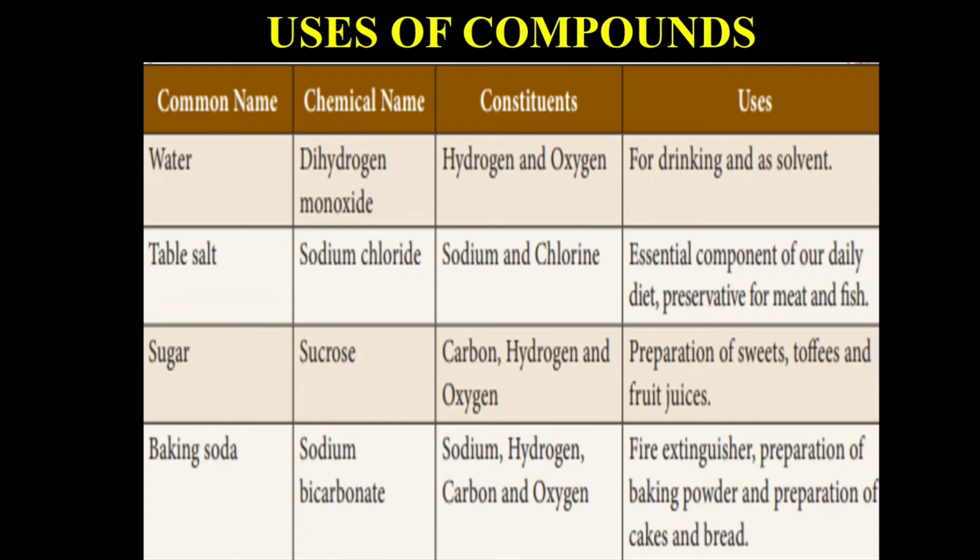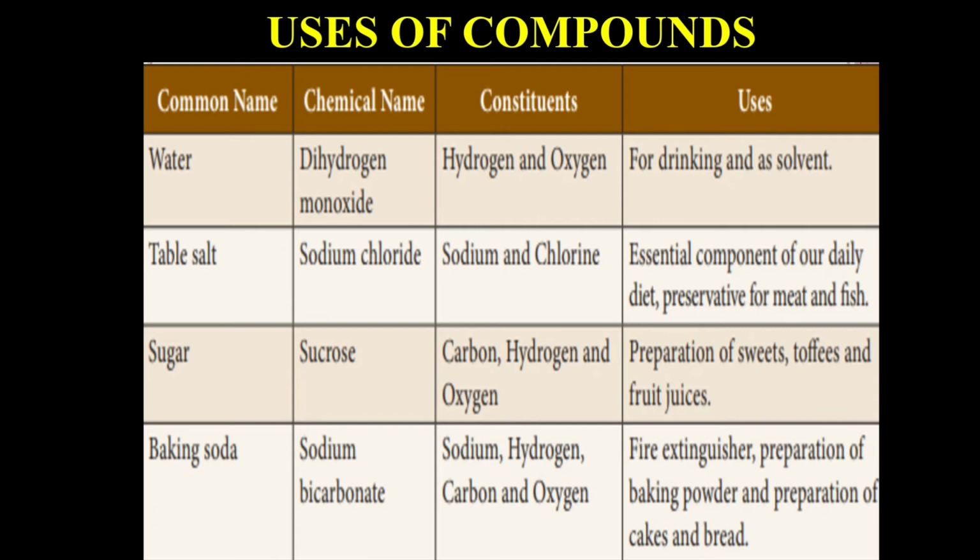Table salt: the chemical name of table salt is sodium chloride. The constituents are sodium and chlorine. Table salt is an essential component of our daily diet and it is also used as a preservative for meat and fish. Sugar: the chemical name of sugar is sucrose. The constituents are carbon, hydrogen and oxygen. Sugar is used in the preparation of sweets, toffees and fruit juices.